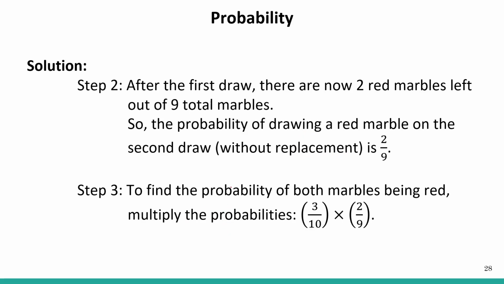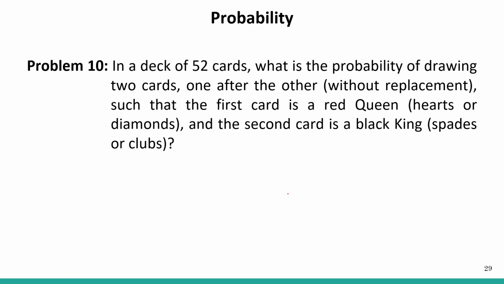Okay. So in the next step, the number of remaining red marbles is 2 and the number of total marbles is equal to 9. So the probability turns out to be 2 by 9 if we draw the second marble without replacement. So to find the probability that both the marbles are red, we multiply both of them. Let's see problem number 10.